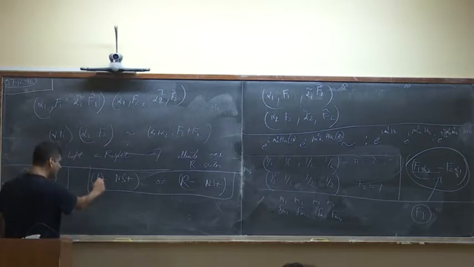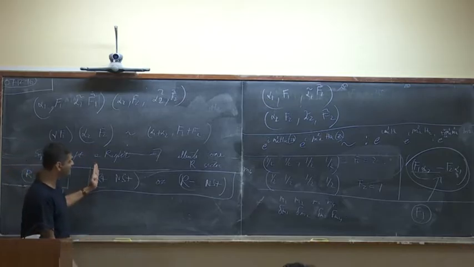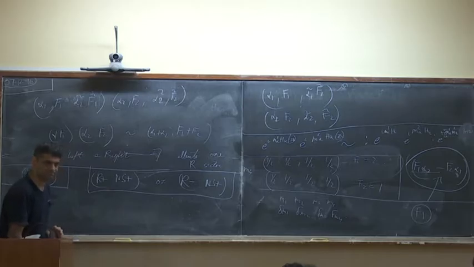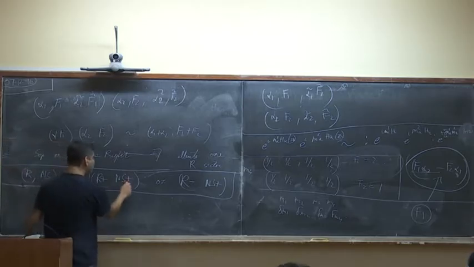Good. But let me assume that if you've got the R and NS, level matching tells you that the only possible allowed sectors are these. Now, can we have both of these sectors?